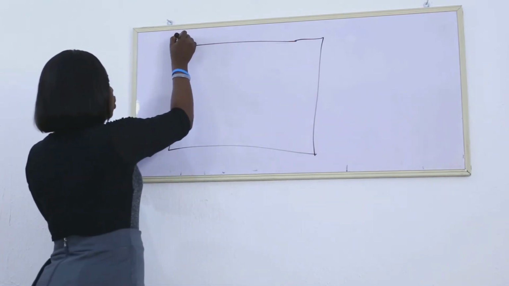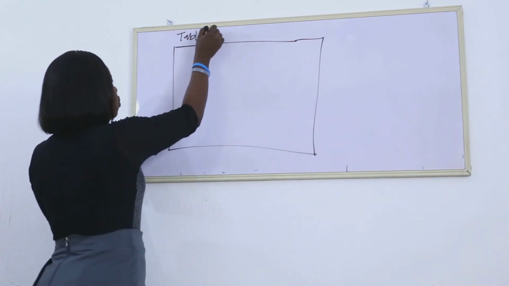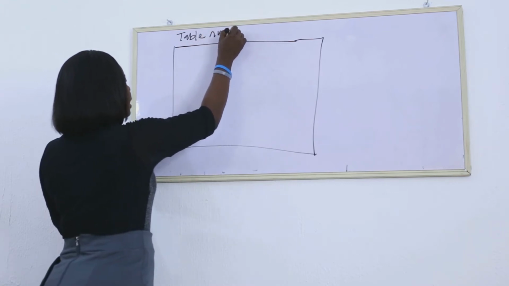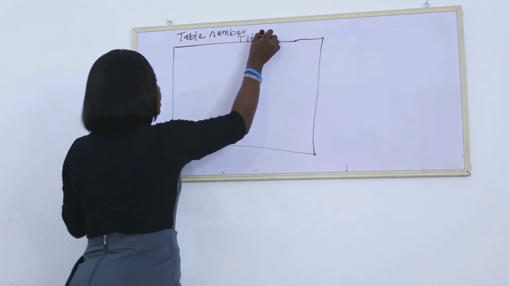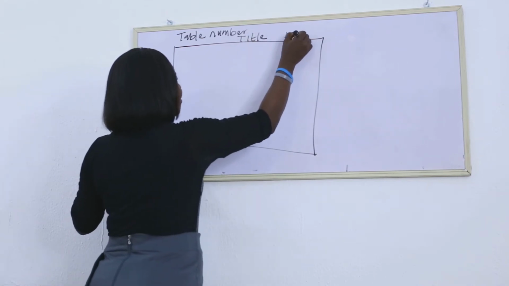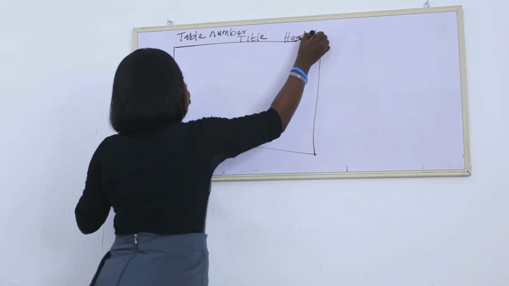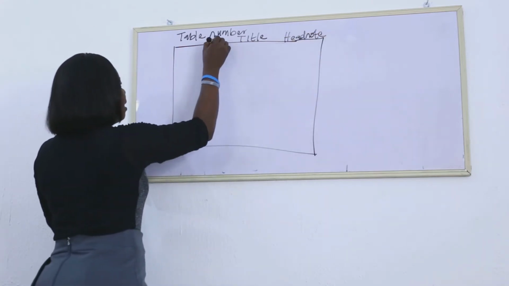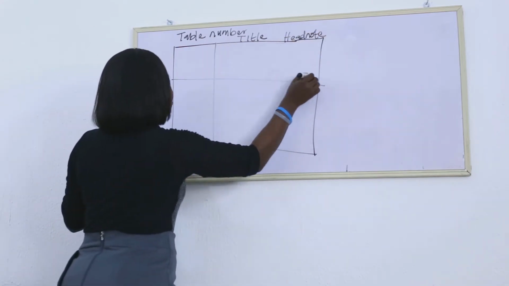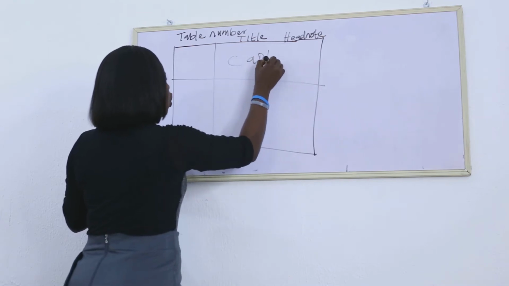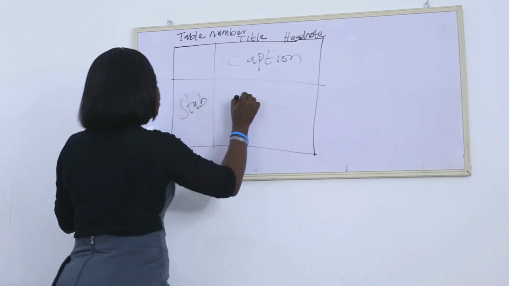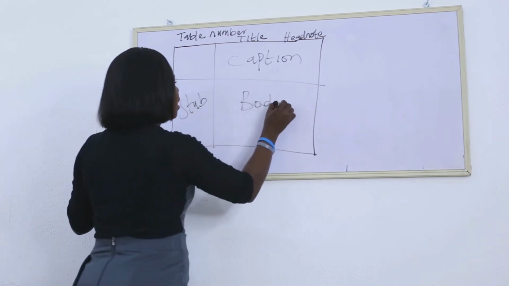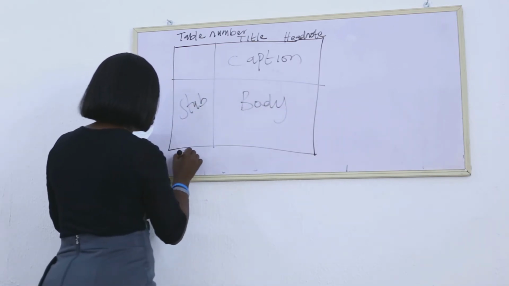The table number is somewhere here. The title is in the middle. Headnotes come around this place. Then we have the caption; we said captions are column headings. Then we have the stub, then we have the body of the table. Then lastly, we have the footnote.